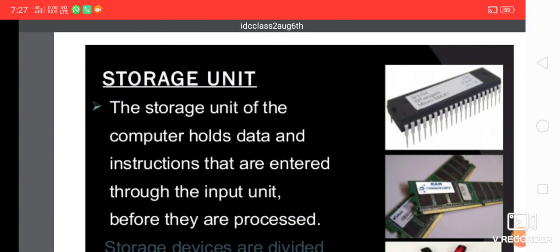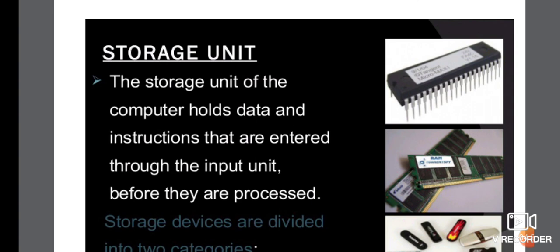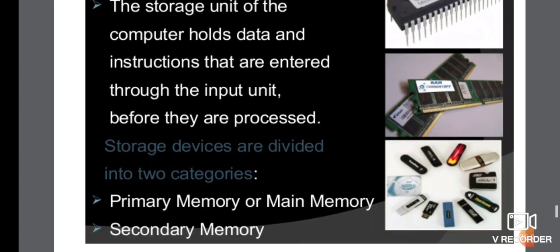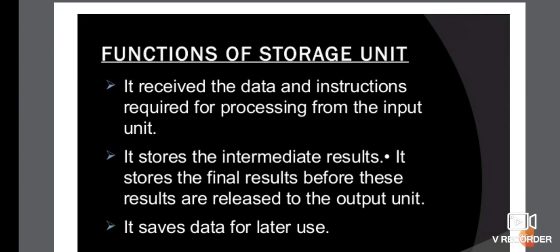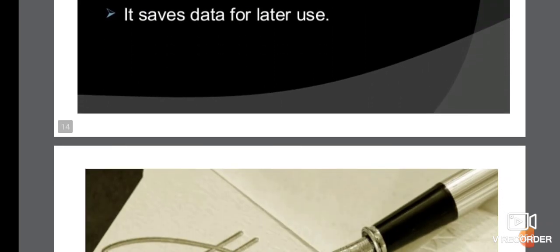Finally is the storage unit. The storage unit of the computer holds the data and instructions that are entered through the input unit before they are processed. The storage devices are of two types: the primary memory, which is the main memory, and the secondary memory. Functions of the storage unit: it receives the data and instructions required for processing from the input unit, stores the results, and finally releases them to the output unit. It also saves the data for later use.